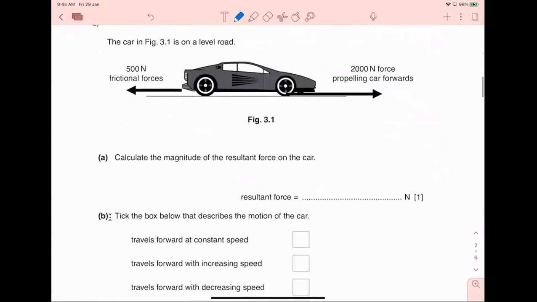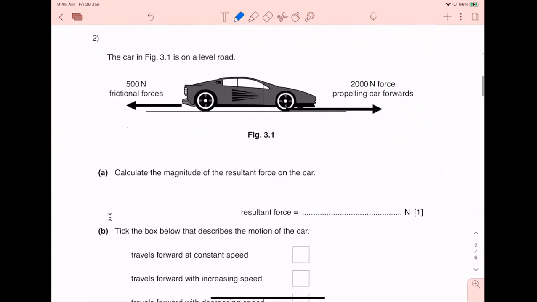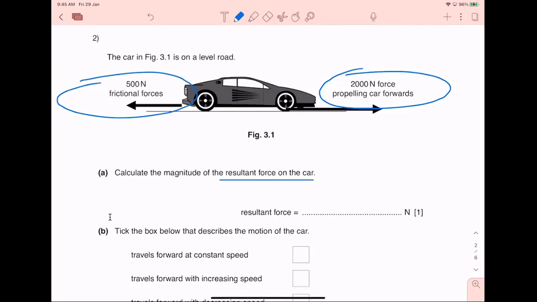Let us move on. This one: calculate the magnitude of the resultant force on the car. You see 12,000 Newton to the front, 500 Newton to the back. So you just subtract both, and you get 1,500 Newton, because it is 2,000 minus 500.